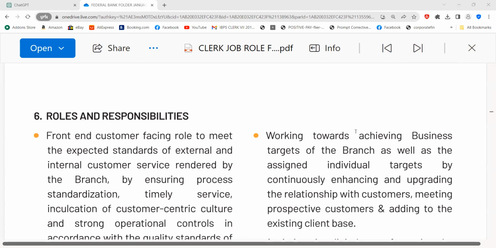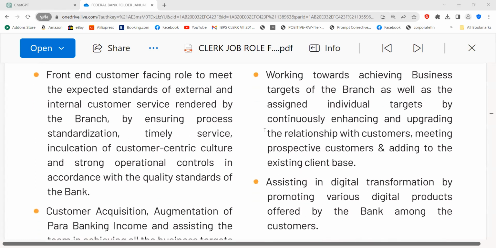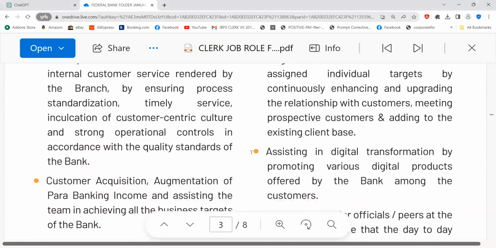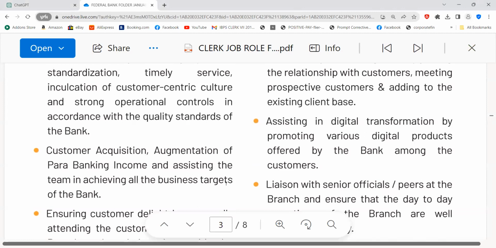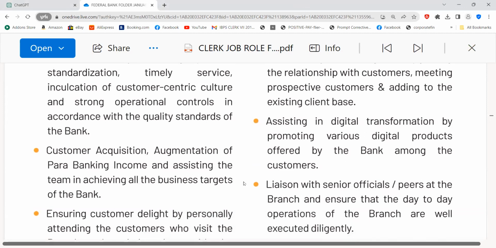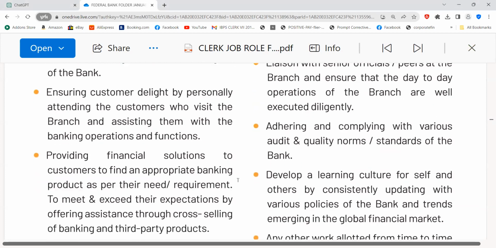Roles and responsibilities. Front-end customer-facing role to meet the expected standards of external and internal customer service rendered by the branch by ensuring the process and standardization, timely service, inclusion of customer-centric culture, and strong operational control in accordance with the quality standards of the bank. Customer acquisition, augmentation of para-banking income, and assisting the team in achieving all the business targets of the bank. Very good. Next, we will go to Kaviram.